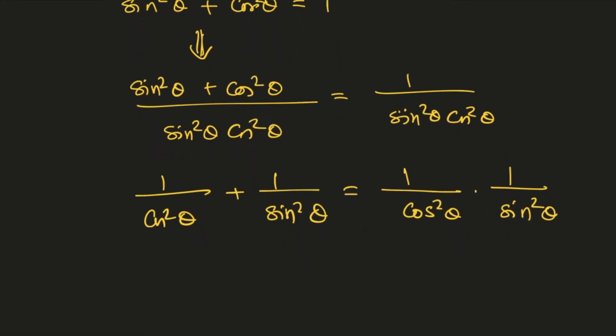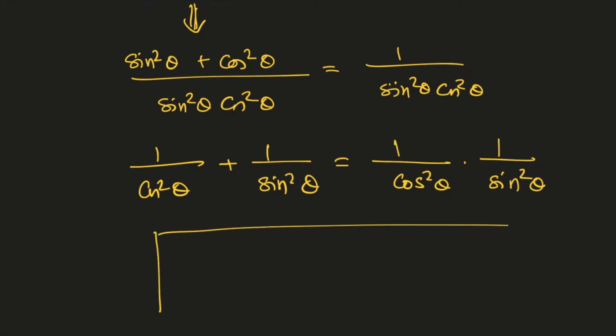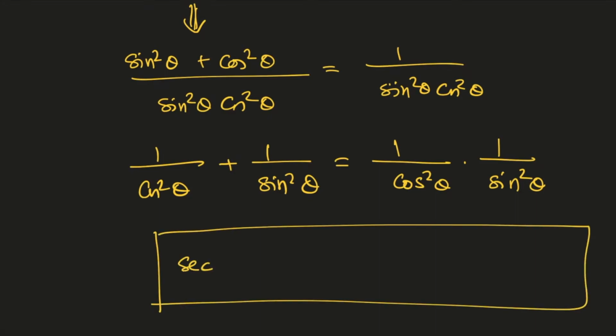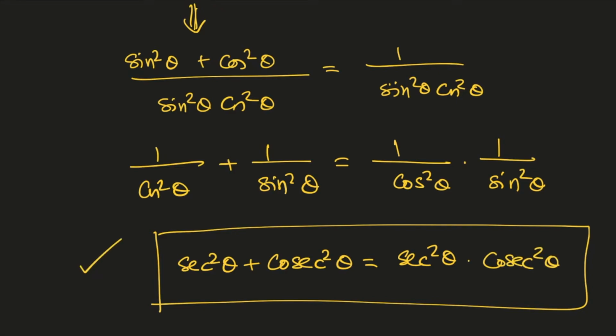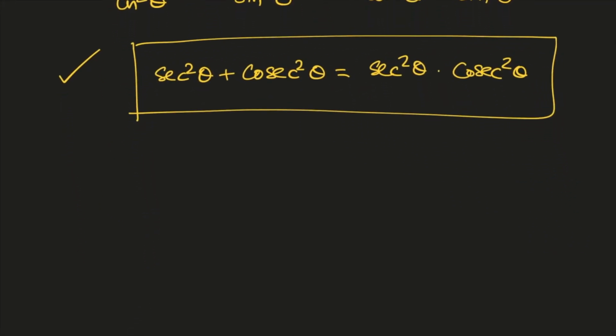And we have a very interesting result here. It says that sec square theta plus cosec square theta is equal to sec square theta into cosec square theta. This is another useful result which you will need for solving some problems. All right. To summarize, I'll also tell you one more thing. We can write any trigonometric ratio in terms of other trigonometric ratios as well. So let's see how this can be done.